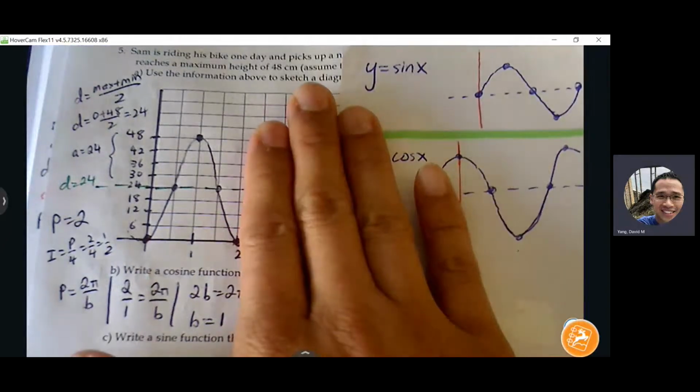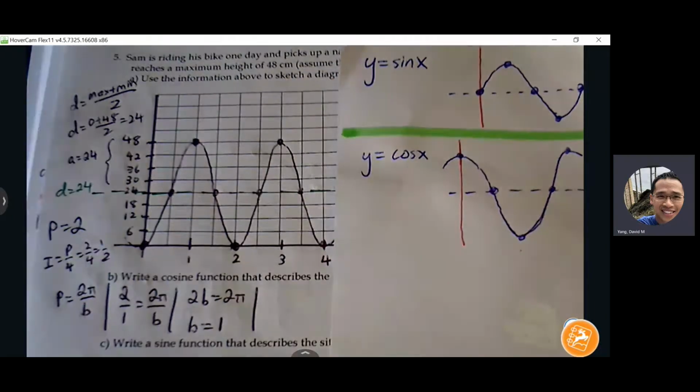So if it looks like an upside down cup, then there's no shift needed. We just know that our A value is going to be what? It's going to be negative, right? Yeah. So if your graph already starts at the peak or at the minimum at 0, then you're dealing with a pretty straightforward cosine function. There's no shift involved.